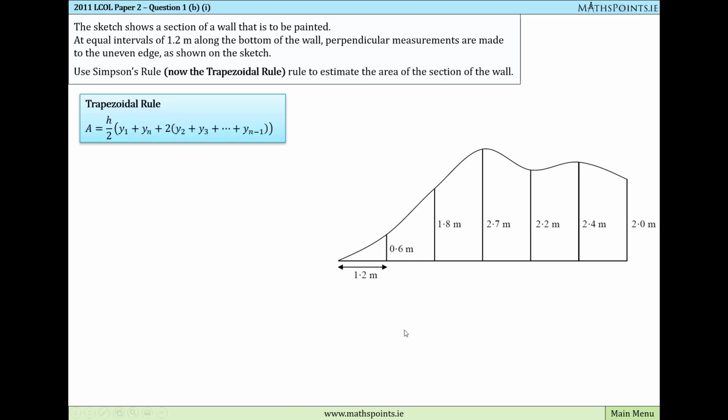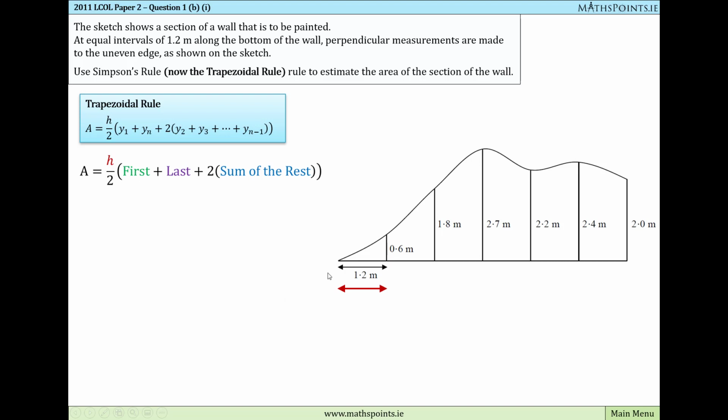So what the trapezoidal rule actually does is it divides the 6 intervals up into 6 trapezoids and finds the area of those. The formula sums them to give us an overall estimation for the area of the section of the wall. So it's useful to learn the formula as area equals h over 2 on the first height plus the last height plus 2 times the sum of the rest of the heights. H stands for the interval width, which in this case is 1.2 meters.